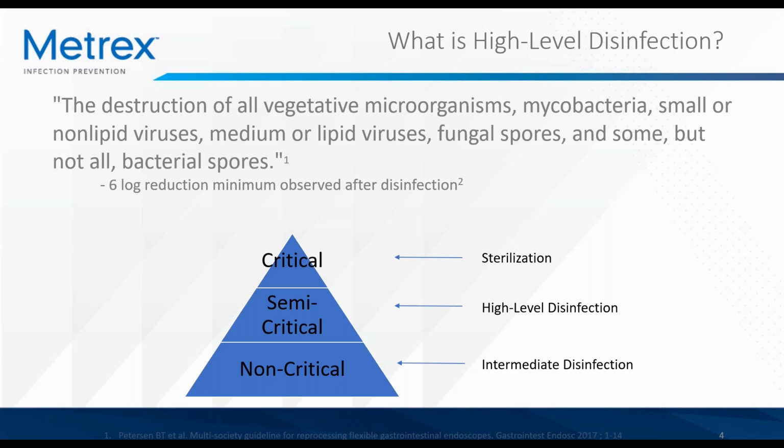Semi-critical items are items that come into contact with mucous membrane or non-intact skin. Because they come into contact with mucous membrane, semi-critical items carry a higher risk of infection, so they require a higher level of disinfection via high-level disinfectants. At the top of the pyramid, we have critical items. Critical items, like surgical instrumentation, for example, are items that come into contact with sterile tissue or enter the vascular system. With these items, there is a very high risk of infection, so critical items require sterilization.